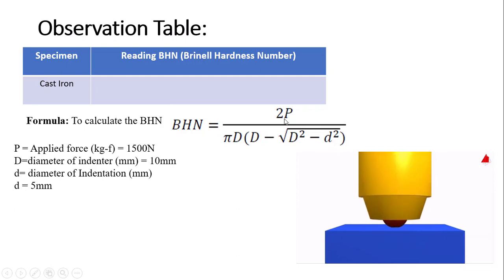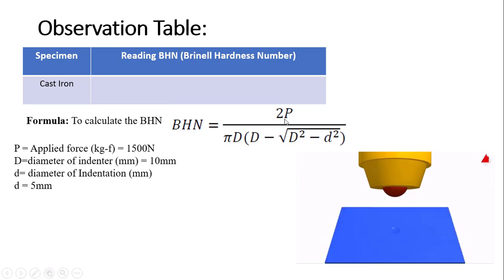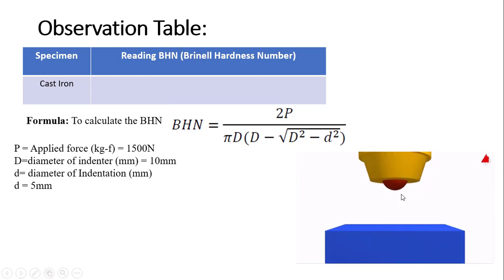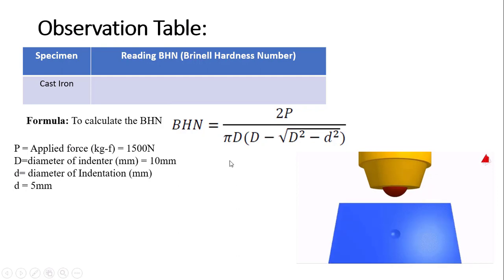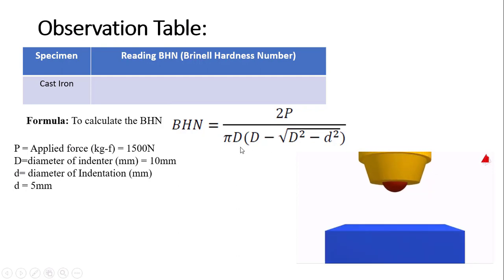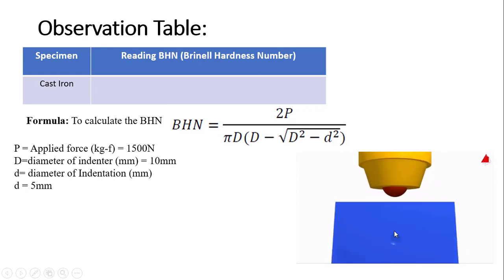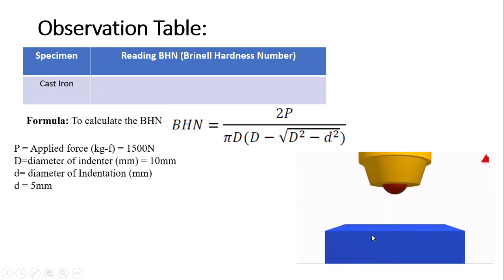Correct. So 2P, I have given the value of the applied force. P is the applied force, at what force we are applying the indenter onto the surface of the material. So that is your P, load. Correct? D is the diameter of the indenter. I am considering it as 10 mm, so your capital D would be 10 mm. Then this smaller d is the diameter of indentation. Diameter of indentation means the impression diameter. After removing the load, this diameter is called impression. The diameter of this impression is called smaller d. Correct? I would take it as 5 mm.